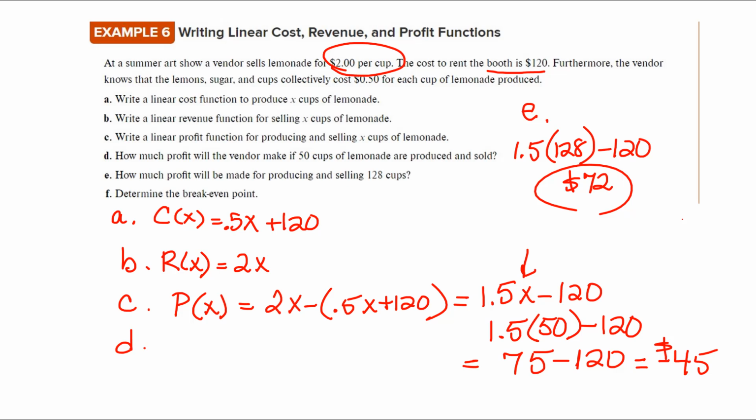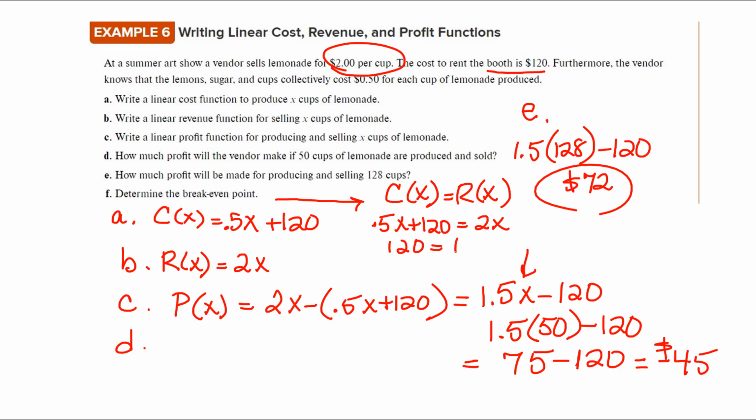All right. So final question, determine the break-even point. The break-even point is when you don't make a profit, but you don't have a loss either. It is when the cost is equal to the revenue, when C of X and R of X are the same thing. So C of X is 0.5X plus 120, and R of X is 2X. So if you solve for X, you'll find out how many cups you need to sell to break even. So if you subtract 0.5x on both sides, you'll have 120 is equal to 1.5x, and divide both sides by 1.5, and you're going to have 80 cups.